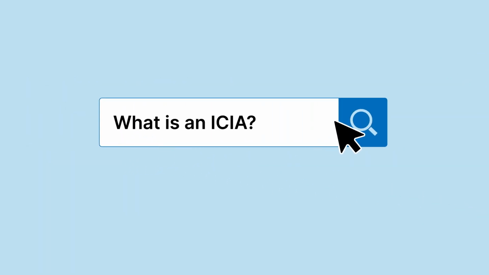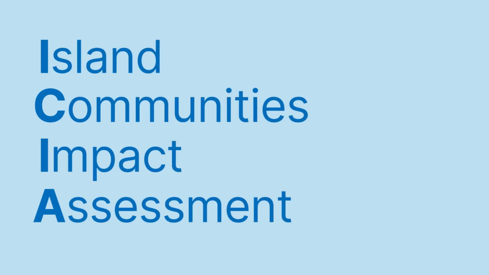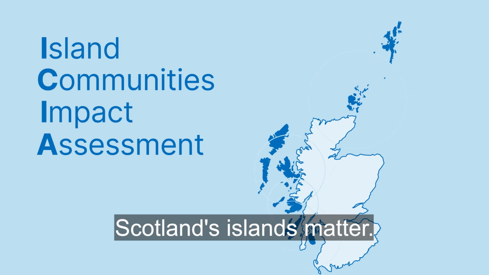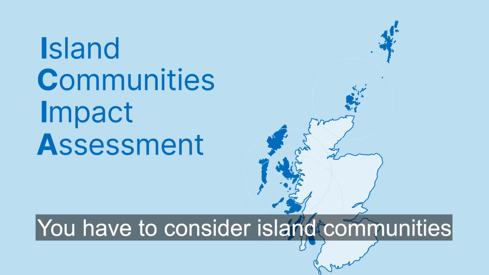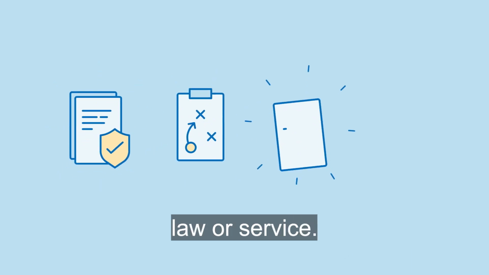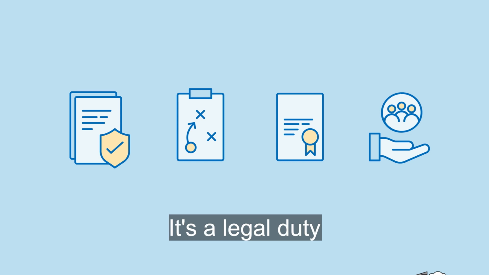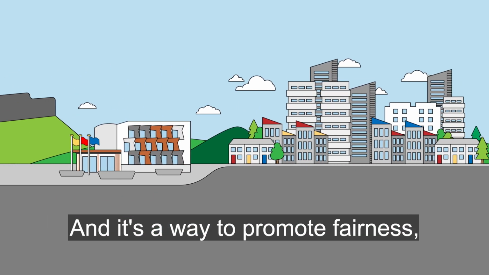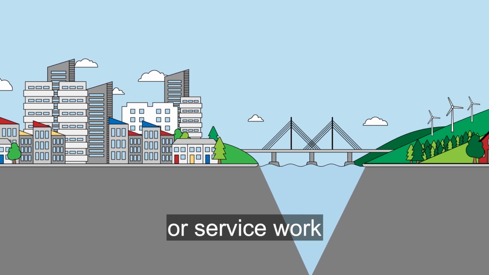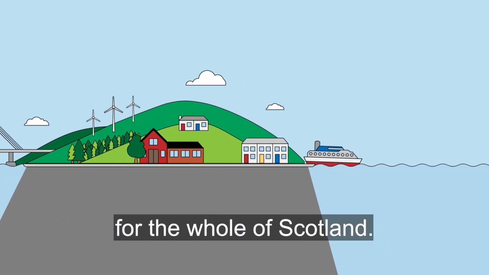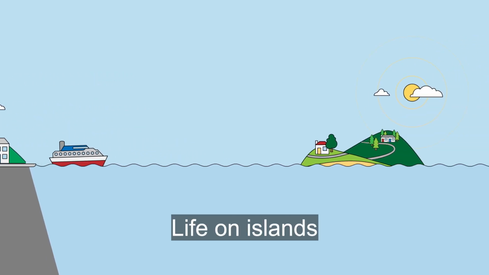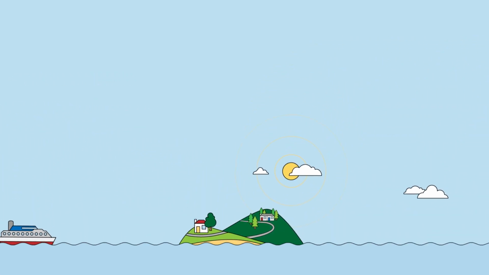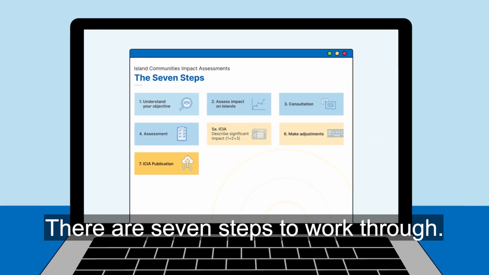What is an ICIA? An ICIA is an Island Communities Impact Assessment. Scotland's islands matter. You have to consider island communities whenever you start developing or redeveloping a policy, strategy, law or service. It's a legal duty for all relevant authorities. And it's a way to promote fairness, helping make your policy or service work for the whole of Scotland. Life on islands can be a bit different from the mainland. There are 7 steps to work through.